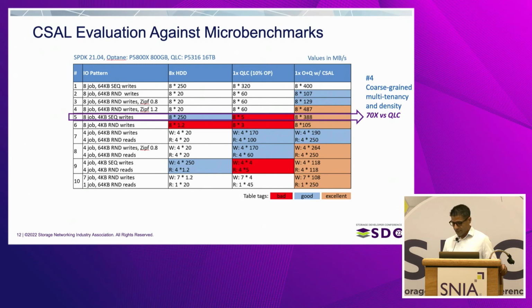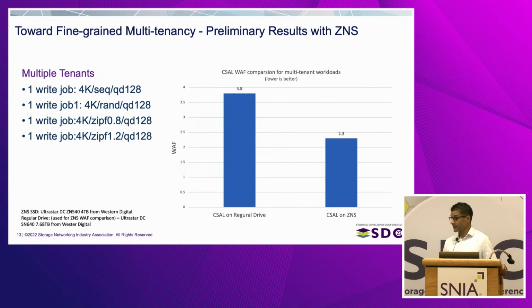And that's where I want to thank our Western Digital friends. Matthias is not here today, but we got a ZN540 4 terabyte ZNS drive from them. Now these are true multiple tenants doing not just sequential, but different workloads. We mixed a sequential with a random with a popularity LBA kind of workload.